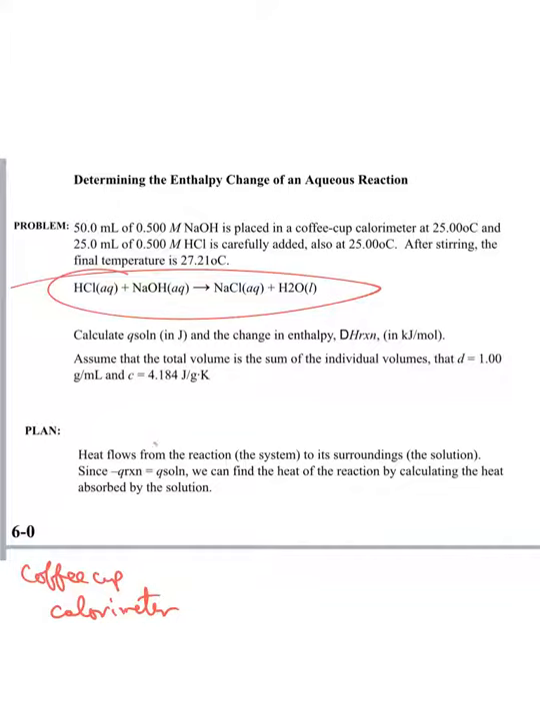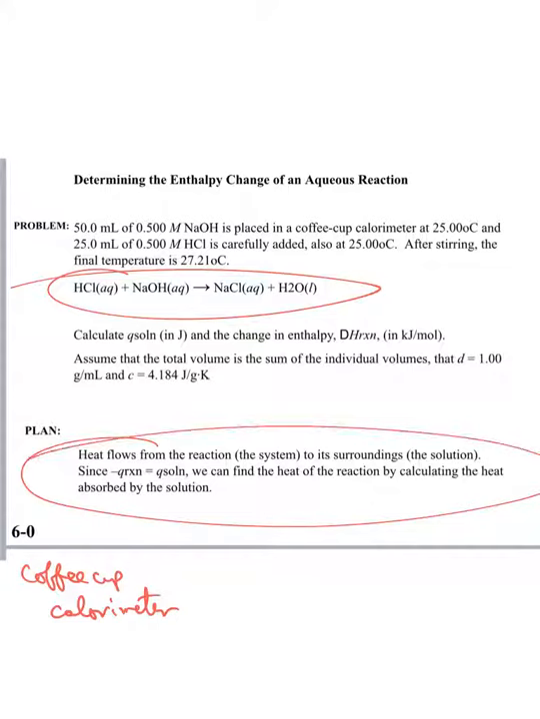Look at the plan here. Maybe I should have read the question first. So here we have 50 mL of 0.500 molar sodium hydroxide. It starts out at 25 degrees. And 25 mL of 0.500 molar HCl, also at 25 degrees. After stirring, the final temperature is 27.21.